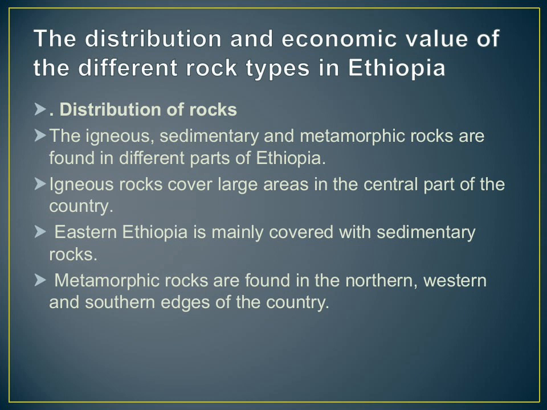The distributions of rocks in Ethiopia. So the igneous rock, the sedimentary rock and the metamorphic rock. Igneous rock, sedimentary rock and metamorphic rocks are found in different parts of Ethiopia.